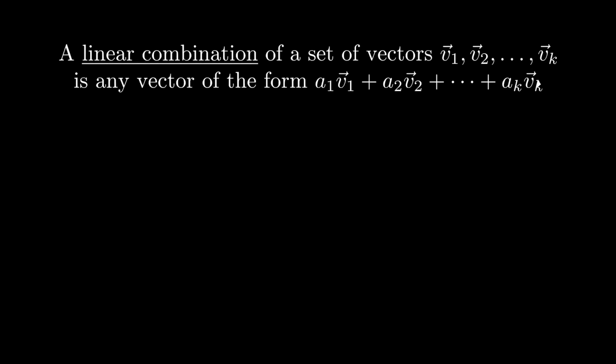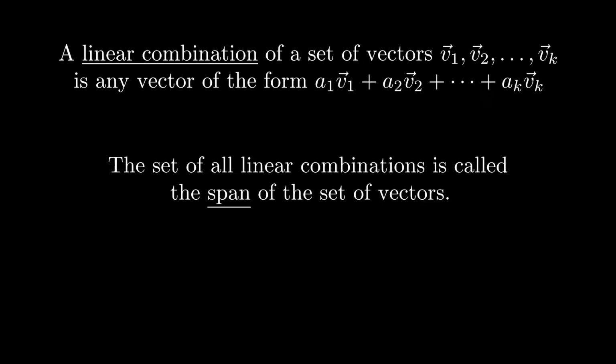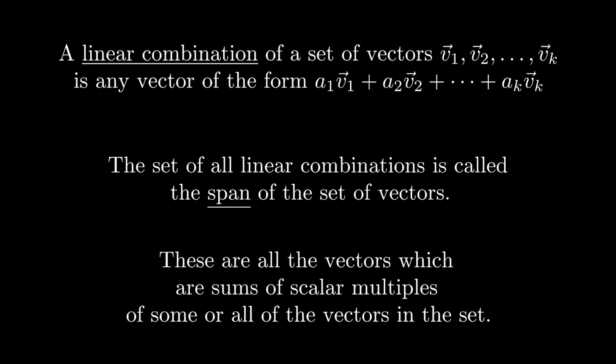To make this more formal, a linear combination of vectors is any other vector which can be formed by scaling the original vectors and then adding them together. All of the possible linear combinations that can be formed is called the span of the set of vectors. These are all of the vectors which are sums of scalar multiples of some or all of the vectors in the set.